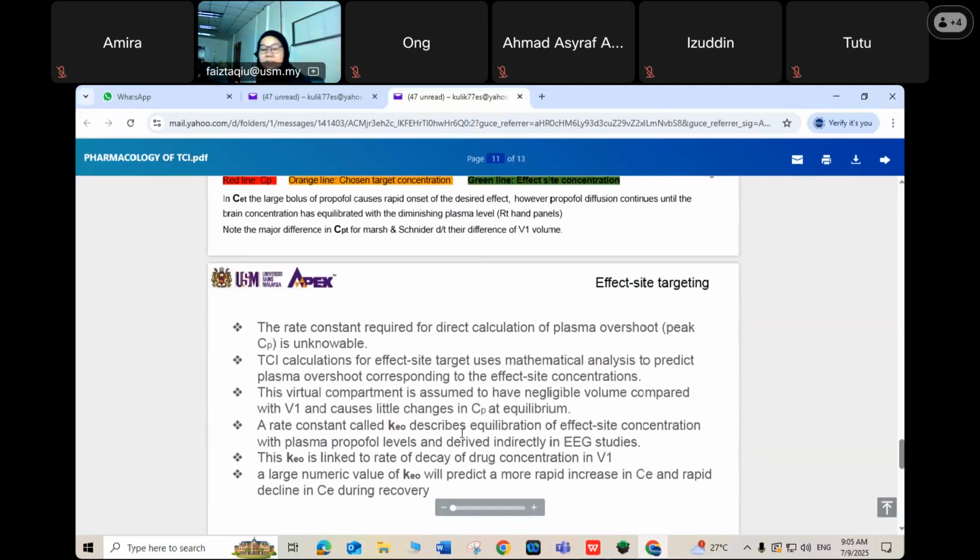Okay, alright. So different models ada slightly different. Certainly between the drugs there's different numbers kan. But different model pun ada slightly different numbers lah. Okay, so we always prefer our KEO to be larger for faster onset, faster offset. Okay.